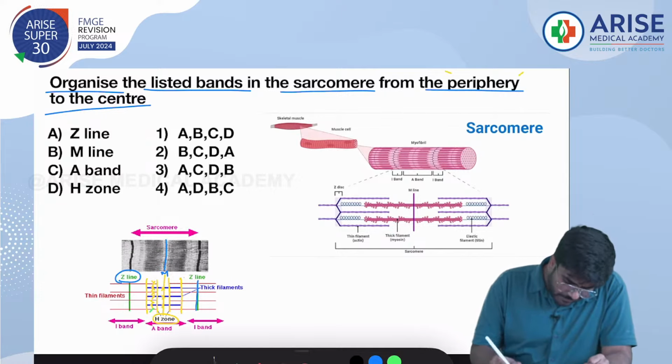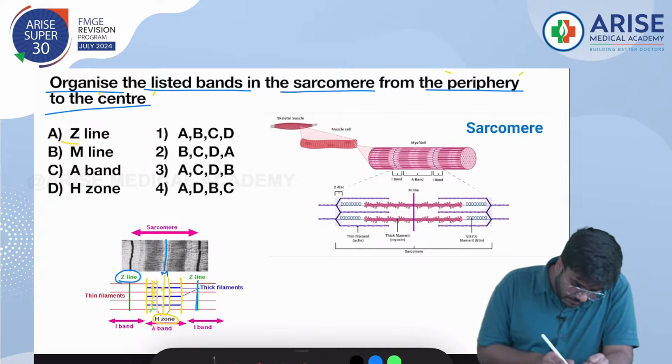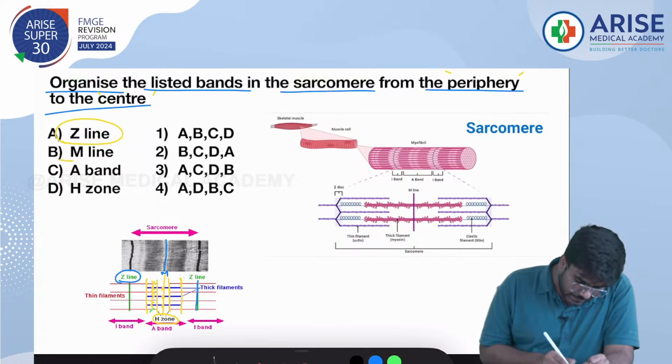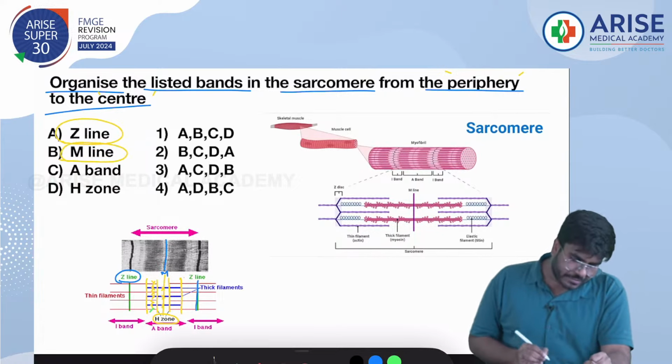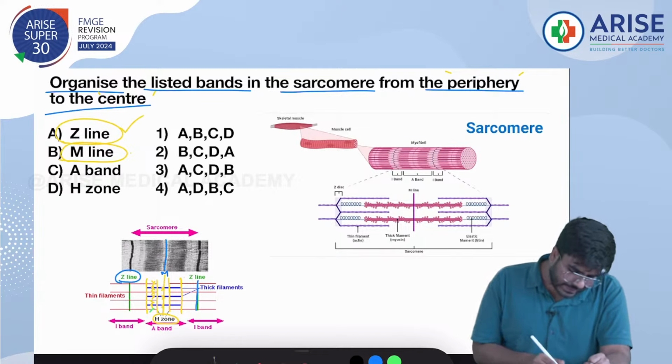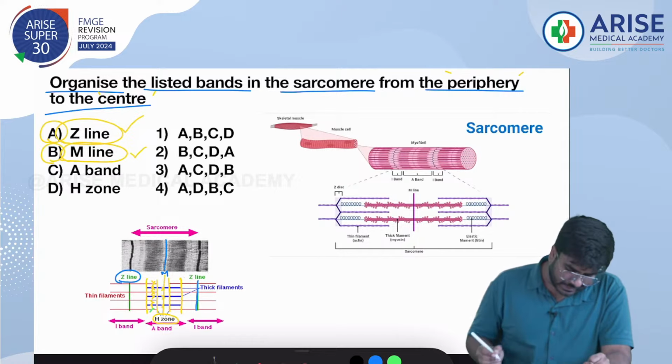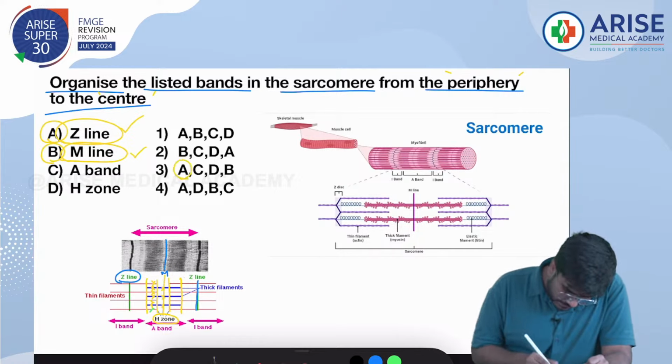They are asking from periphery to center, right? So who should be in the periphery? Always Z should be in the periphery. And who should be in the center? M should be in the center. So the option should start with Z and end with M. So it should start with A and B. Where is that? Here, A and B.